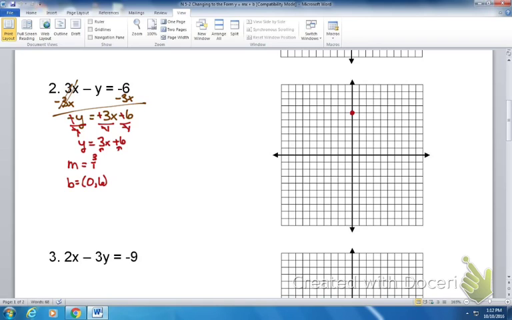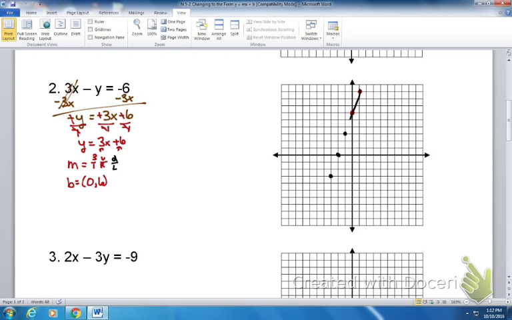Now I have a positive slope, so I want to go up and to the right. So I'm going to go up 3, right 1. But I'm already as high up as I can go, so I have to switch directions. So I want to go back, and instead of going up and to the right, I'm going to go down and to the left. So I'm going to go down 3, left 1, down 3, left 1. Let's do one more. Down 3, left 1.